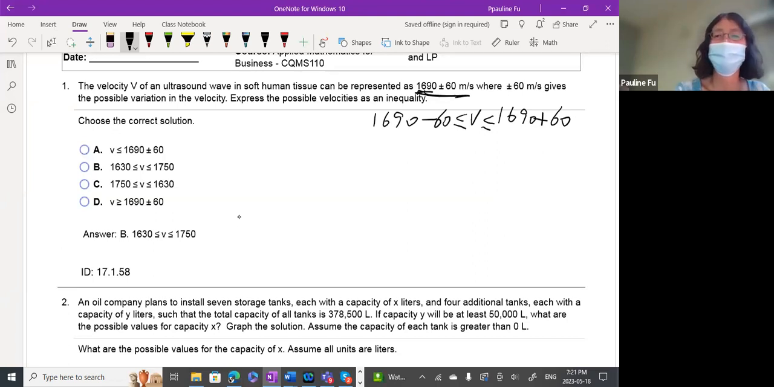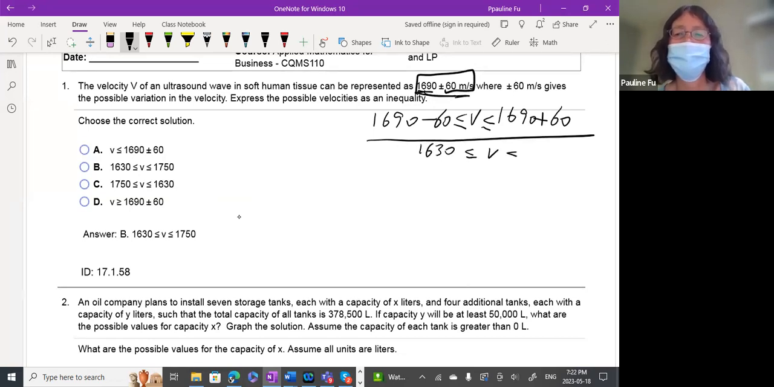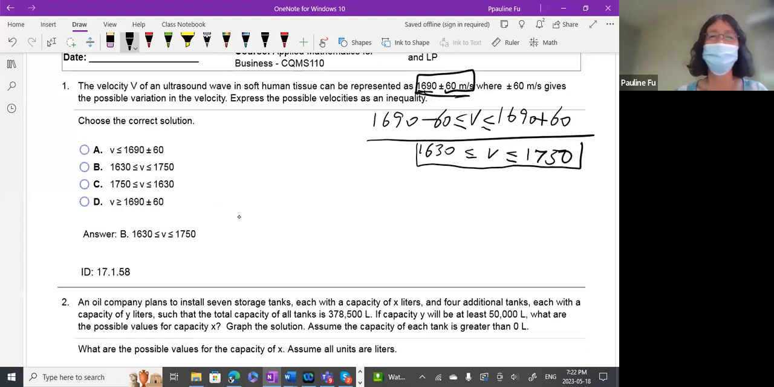Okay, so this one represents this one. And you work out the left-hand side, it is equal to 1,630. By the way, this is a three-part inequality, okay? And on this right-hand side, you get 1,750. So this is the final answer. Express the possible velocities as an inequality. This inequality has three parts. Questions? Okay.